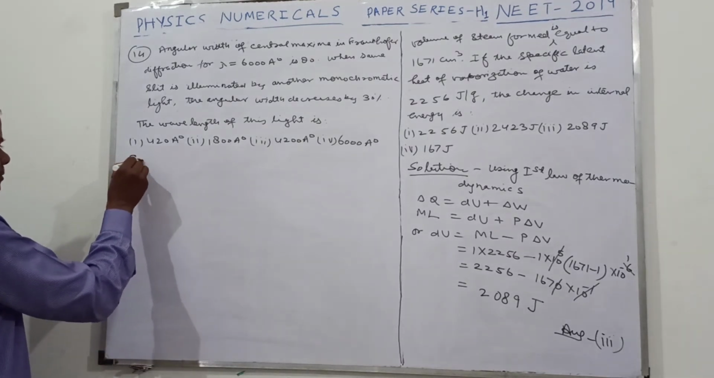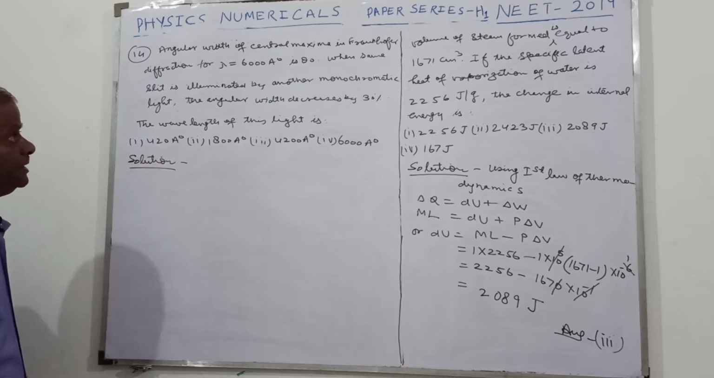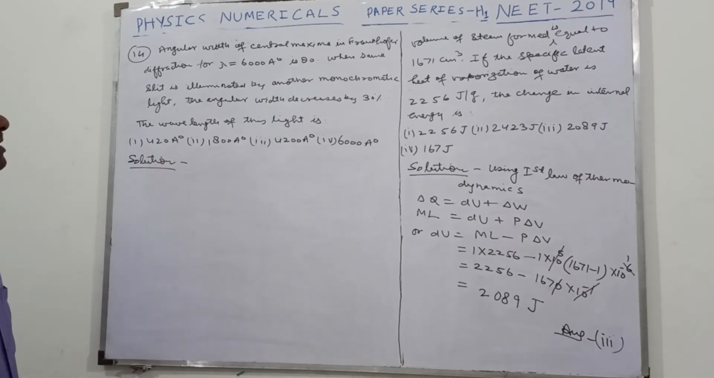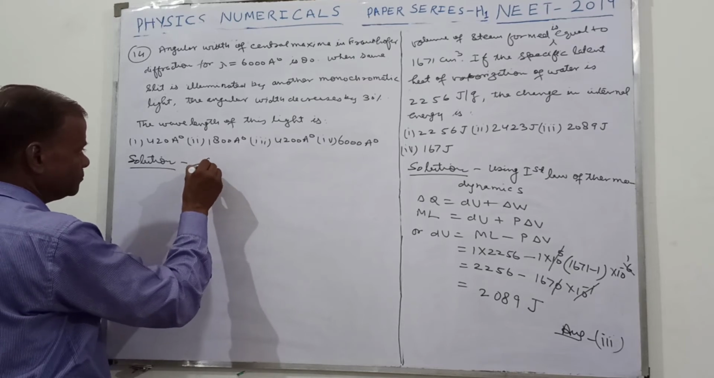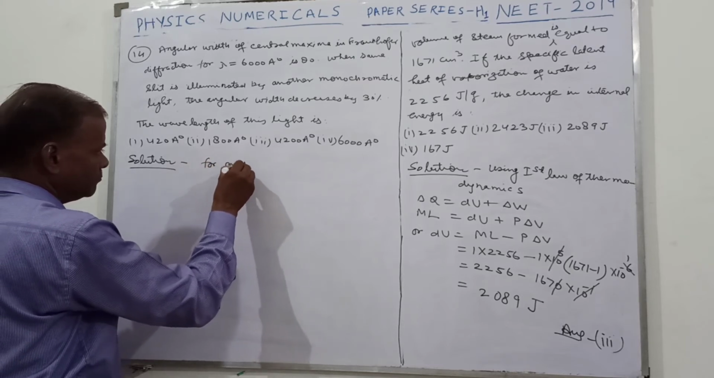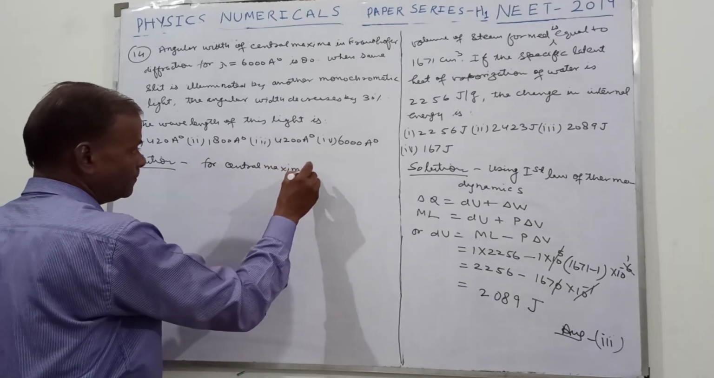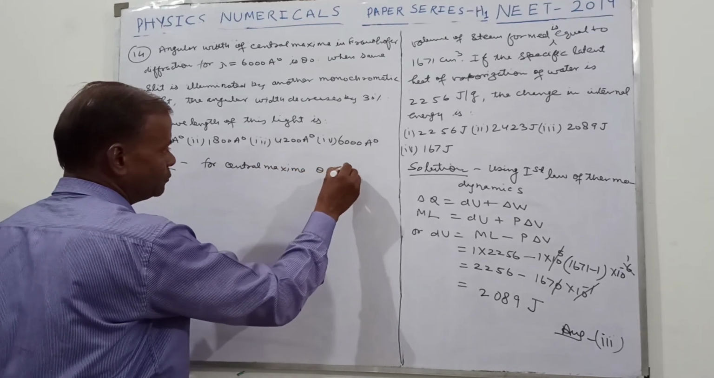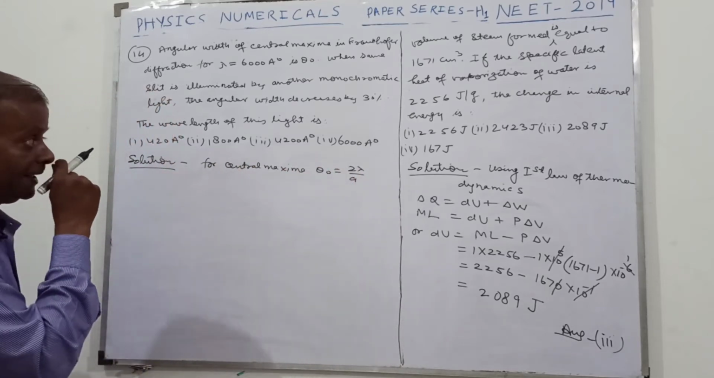Now solution. As you read the question, you will find that this is the Fraunhofer diffraction and there is only the central maximum. And for central maximum, theta naught is equal to 2 lambda upon a. This we know. This so much is the angular width.